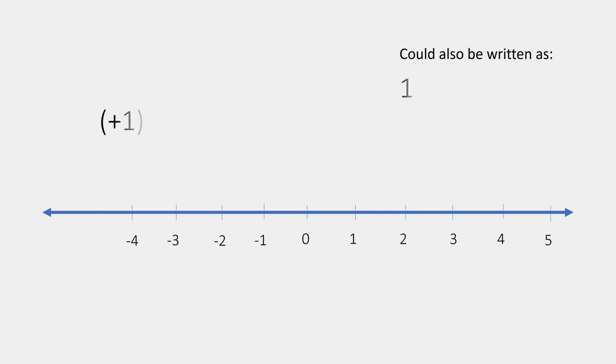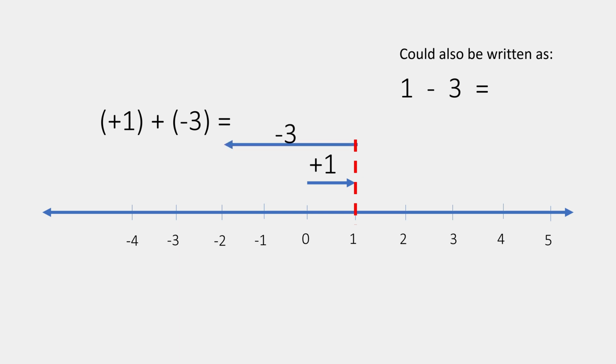And for the last one, let's make it a +1, -3. Positive moves to the right, so we will move 1 space. And starting from a +1, let's go to the left. Negatives always go to the left. 3 spaces, and it ends on -2. 1 plus -3 equals -2.